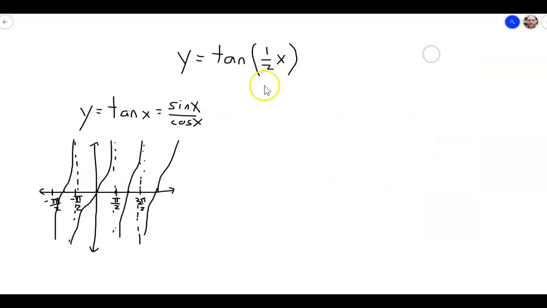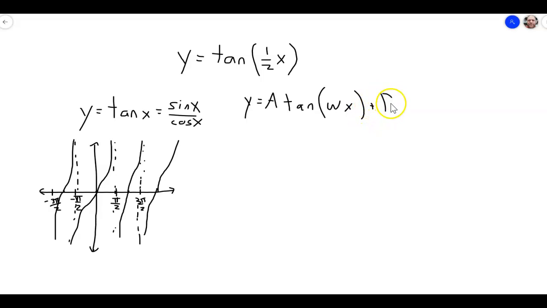All right. So what happens when I multiply my angle by 1/2? Well, this 1/2 here, that is our omega, right? So in our standard form here, it's going to look like this. Y is equal to A times the tangent of omega times x plus b.